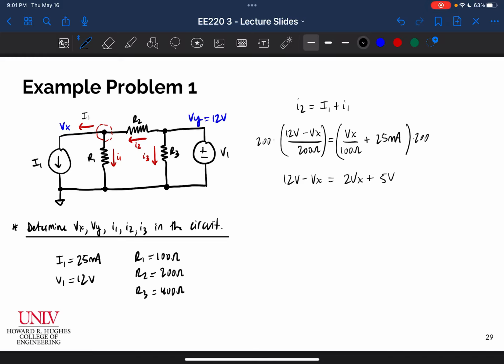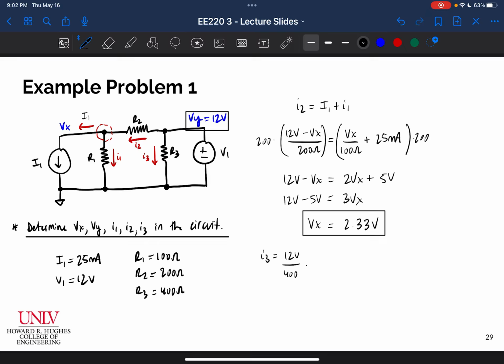Okay, great. So now I have 12 volts minus 5 volts is going to give me 3Vx, right? Yep, that's right. And I can say that Vx is going to be equal to 7 over 3, which is, again, 2.333 volts, which is exactly what we got last time. All right, so we got our 2.33 volts. We have our Vy equals 12 volts, of course. And now we just need to go ahead and solve for the currents, which again is trivial. I3, of course, is going to be 12 volts divided by R3, which is 400 ohms. And I'm going to get 30 milliamps there again, like I did last time.